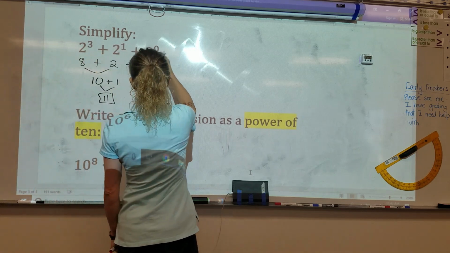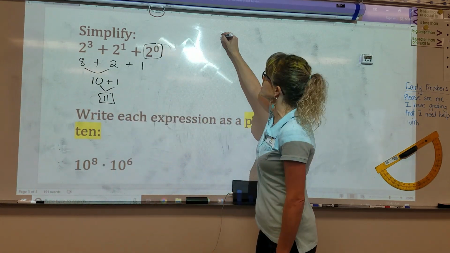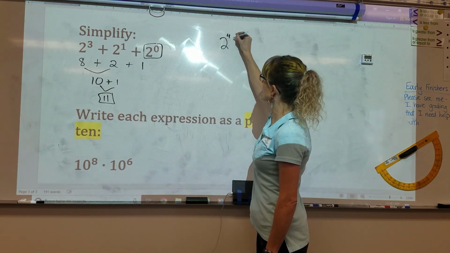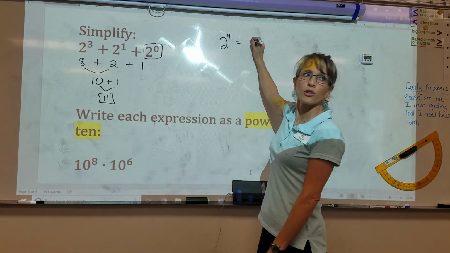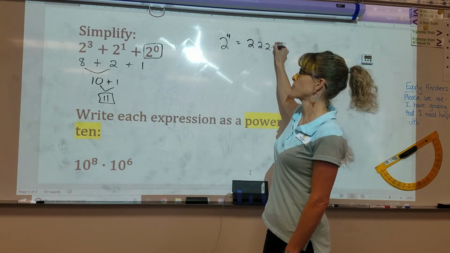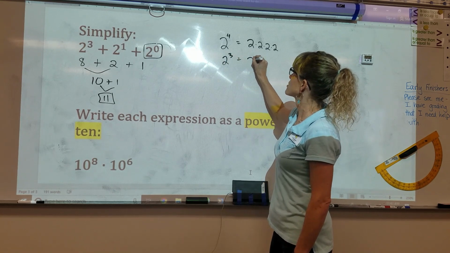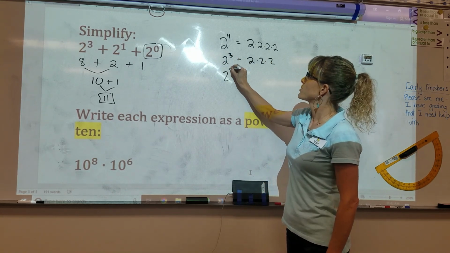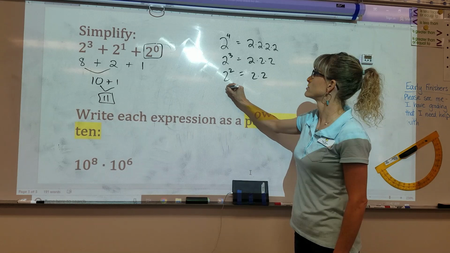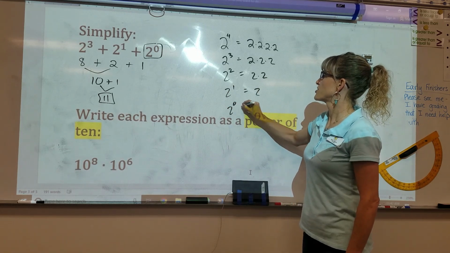Someone said, why is it 1? That makes no sense at all, Mrs. Boone. Let's work it out. For example, 2 to the 4th means 2 times 2 times 2 times 2. 2 cubed means 2 times 2 times 2. 2 squared means 2 times 2. 2 to the 1 means 2. 2 to the 0 means 1.